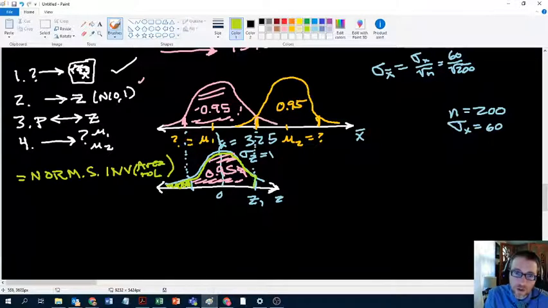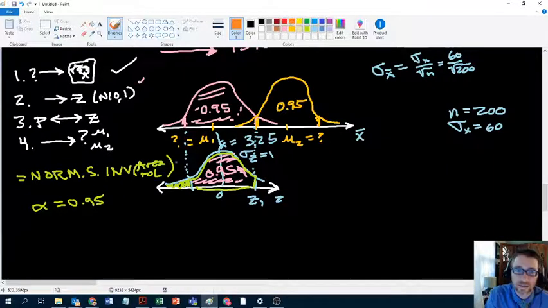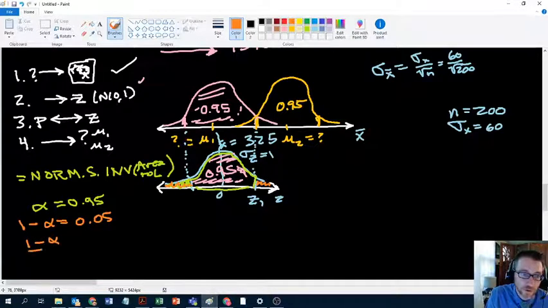Well, if we know that alpha is 95%, then we know that the rest of these two combined, right, the two outlying tails here, this one here and this one here together, they add up to 1 minus alpha, which is 0.05. Now we don't want both of them, we only want one of them, so we can do 1 minus alpha over 2, and that'll give us 0.025.